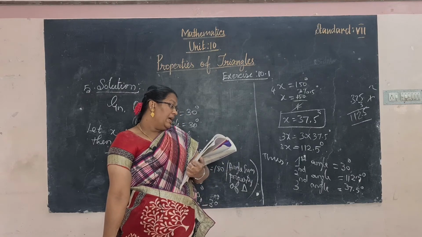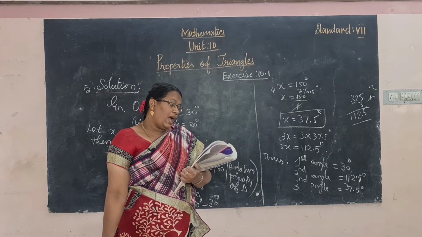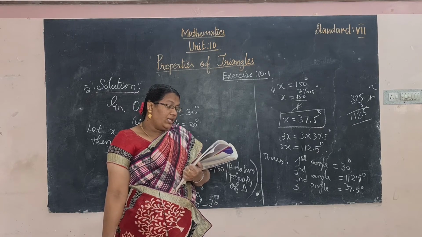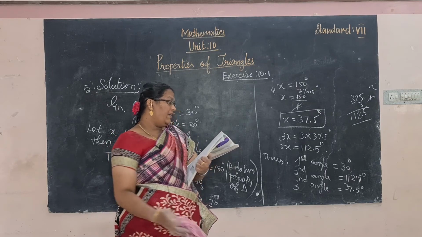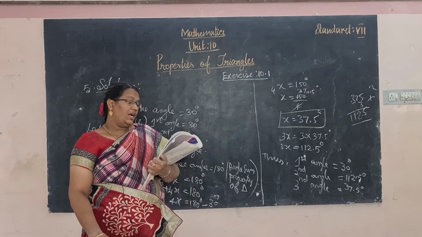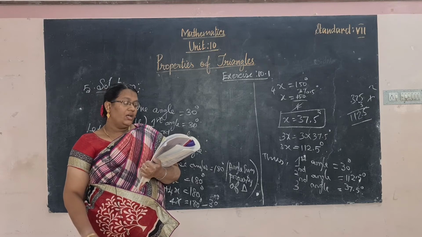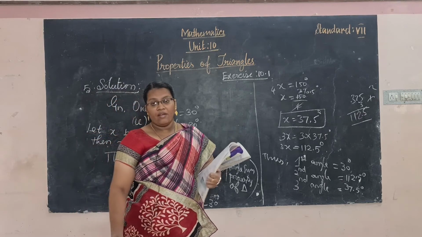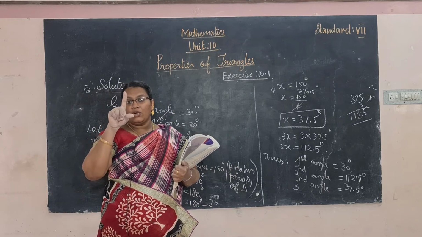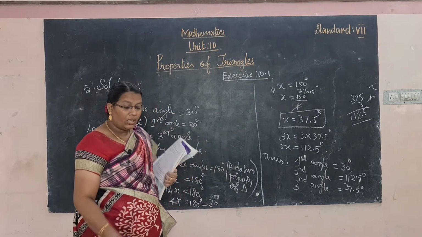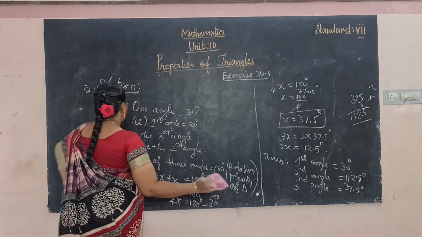Sixth problem. In a right angle triangle, one angle is 45 degrees. Find the measure of the other angles. So one angle is clearly 90 degrees and another angle is 45 degrees. So we find the remaining one. We know two angles, and we have to find the other one using the angle sum property of a triangle.